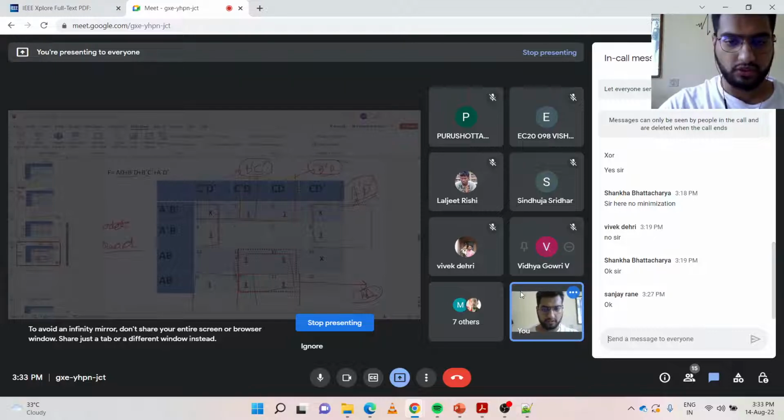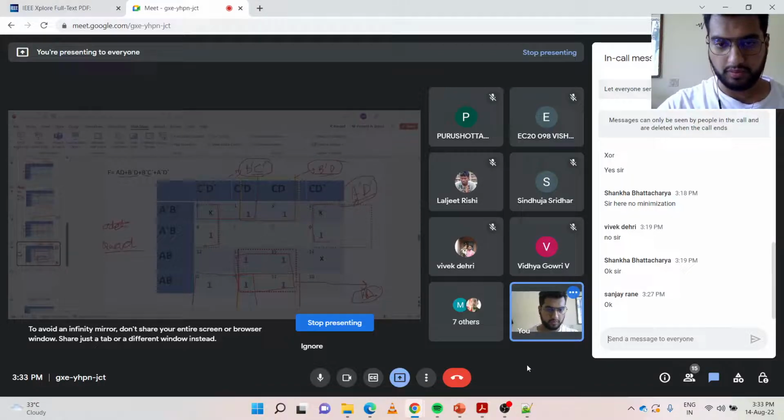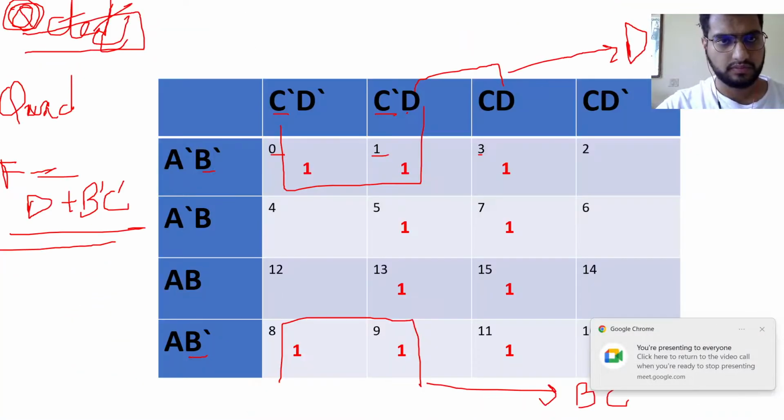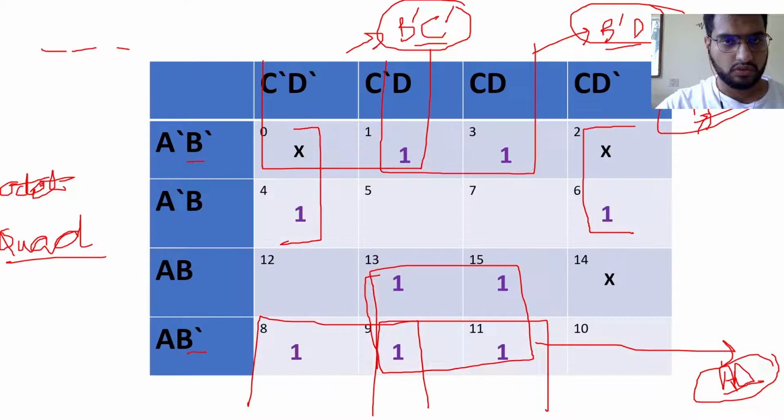I can see there are not any questions regarding this problem. So we can just move towards problem 7.